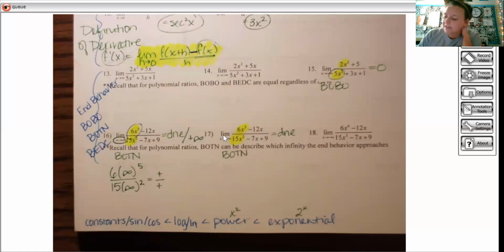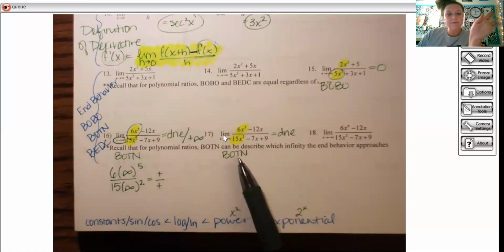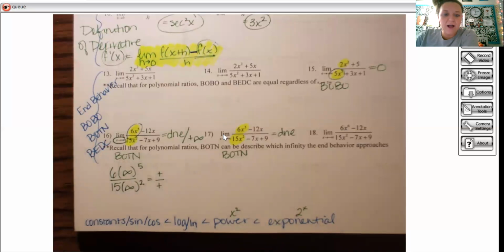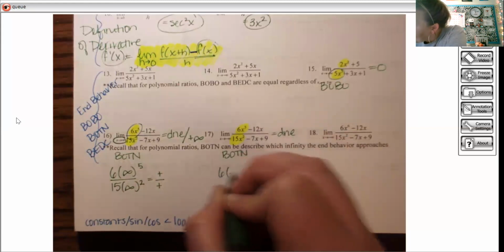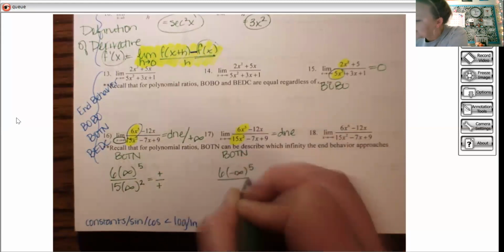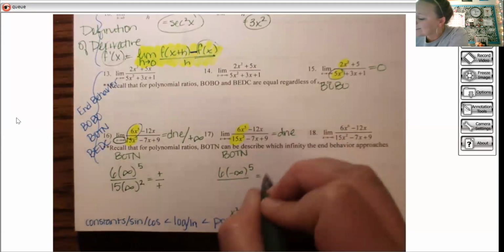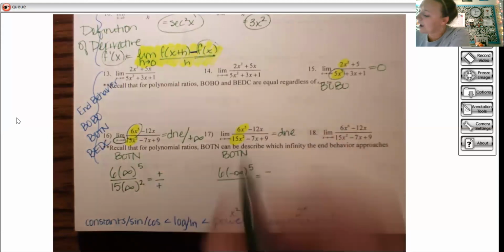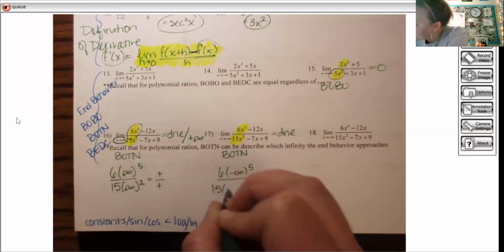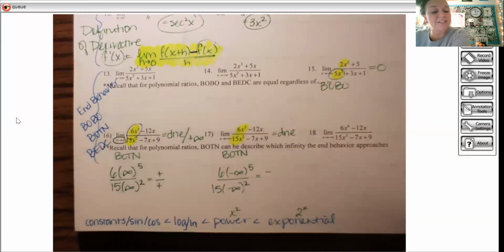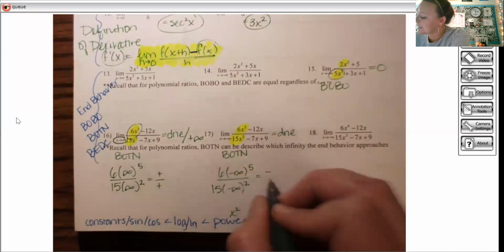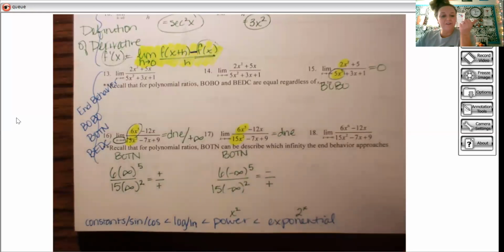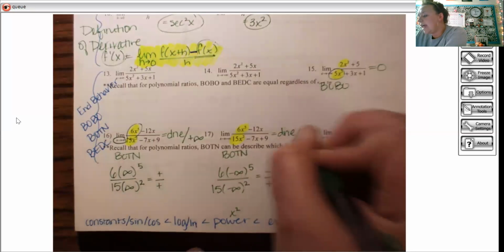Now let's do 17. It's the exact same equation, but now I'm approaching negative infinity. So if I put a negative infinity in the top, well, that matters because if I put a negative to a 5th power, that's going to stay negative. Now on the bottom, if I plug a negative in, it doesn't matter because when I square it, that negative is going to cancel out. But if I divide a negative on top with a positive on the bottom, that means that that end is going towards negative infinity.